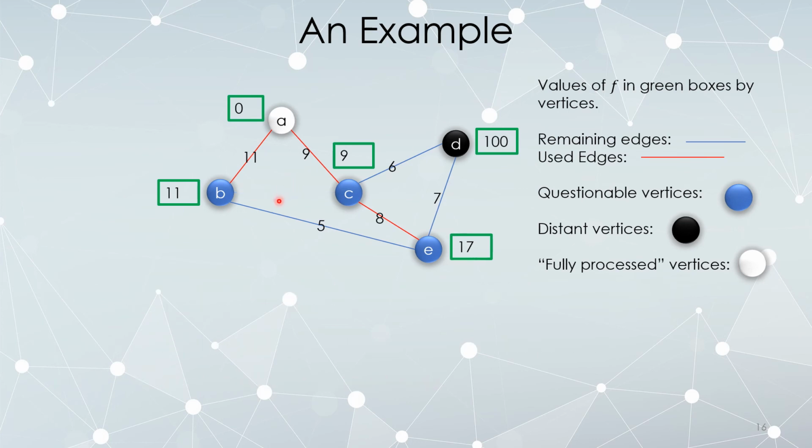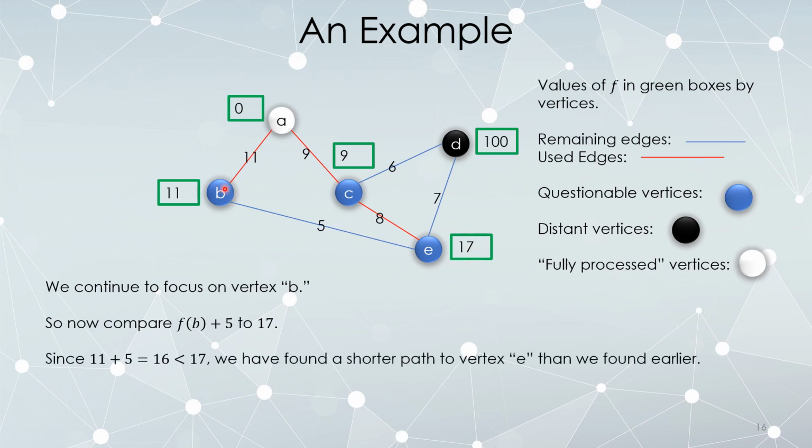Okay. Here's where we are. We're going to continue to focus on B. It's still questionable. There are still edges attached to it that are not used. In fact, there's only one. So compare f of B, 11, plus this edge weight 5. That gets me to this vertex. Compare it to the existing value of 17. 11 plus 5 is actually smaller than 17. We have found a better way to get to E.